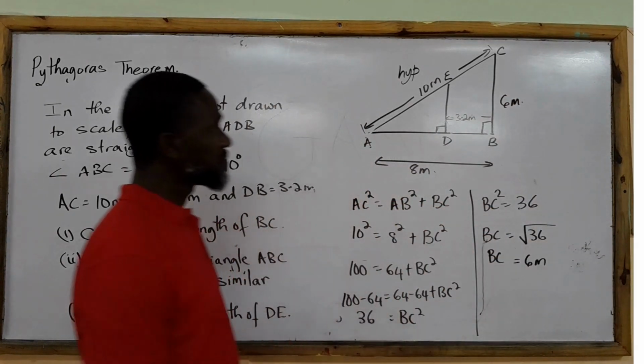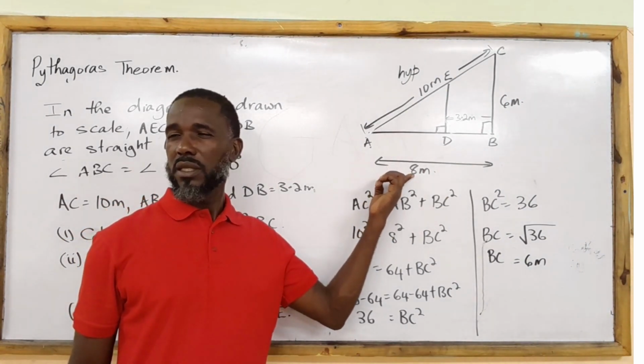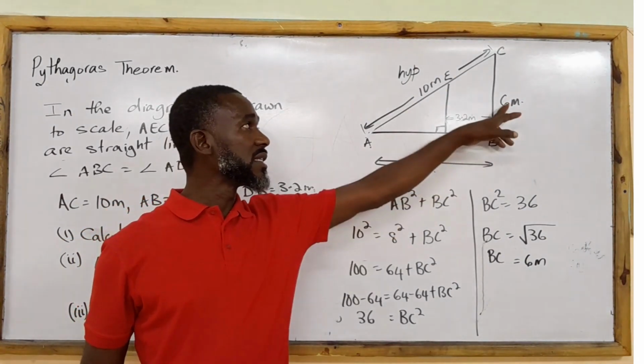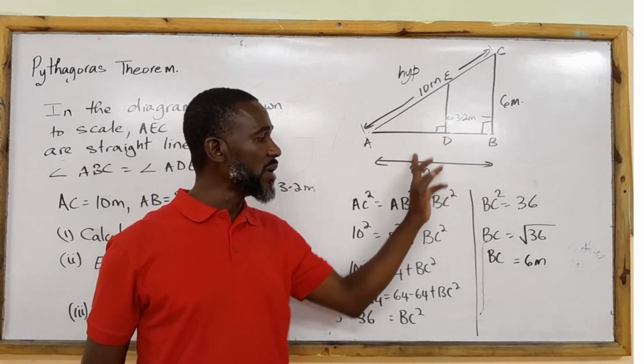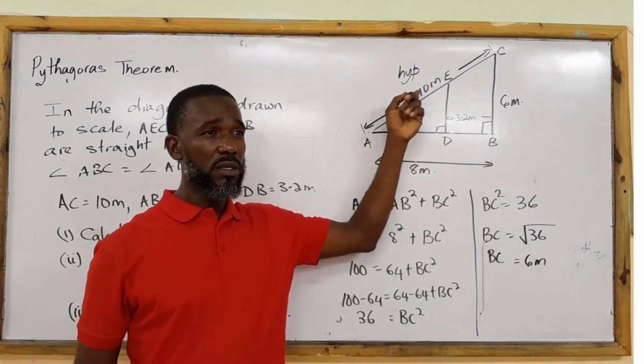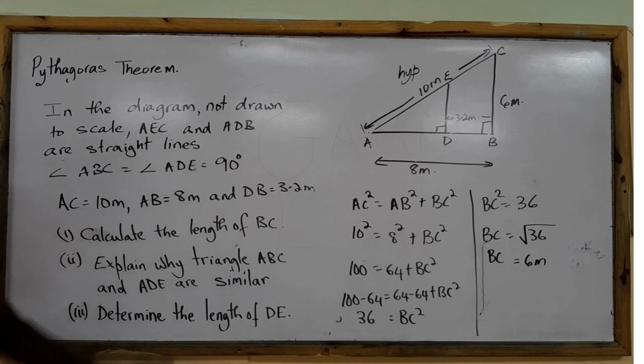Is that true? Yes. Again, 8 squared is 64, right? And 6 squared is 36. 36 plus 64 is equal to 100. Okay? You understand that? And that's how we apply Pythagoras Theorem.